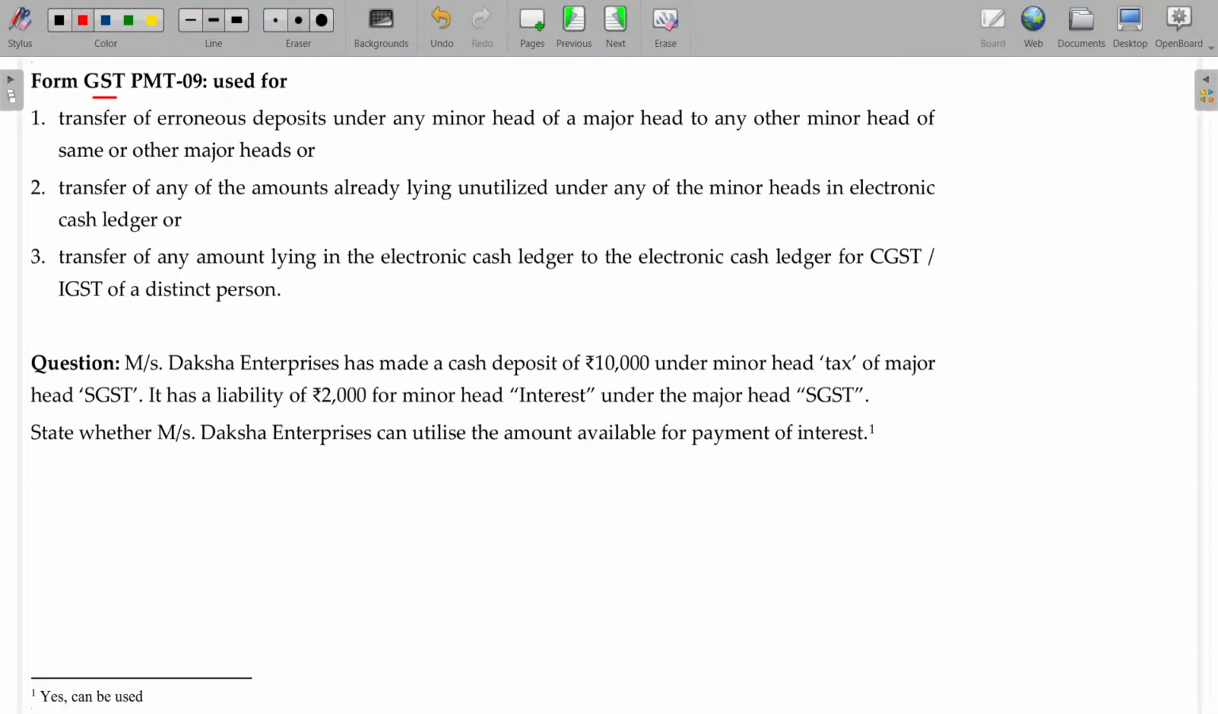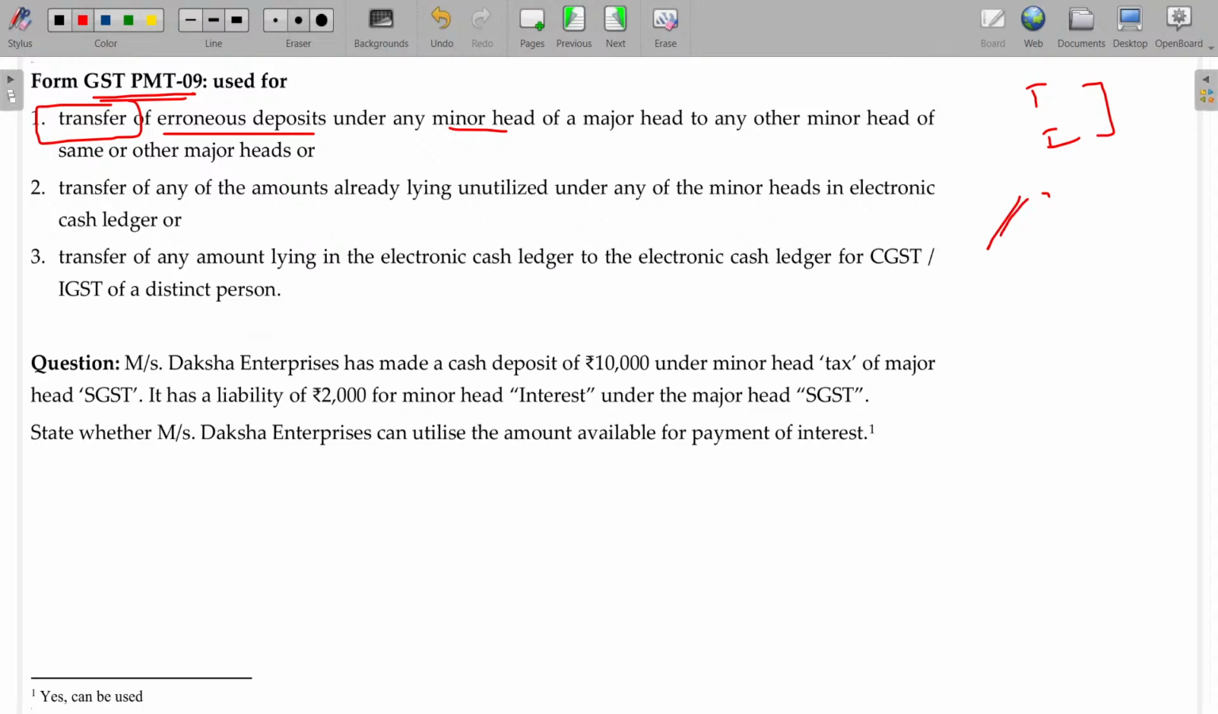Now, form PMT. PMT is for payment. This is for transfer of an erroneous deposit under a minor head of a major head to another minor head, of the same or another major head. I deposited for tax, but I want to deposit for interest. Can I transfer? Yes, of course you can transfer. For that, there is a form, GST PMT-09. Then the rest will be the same.